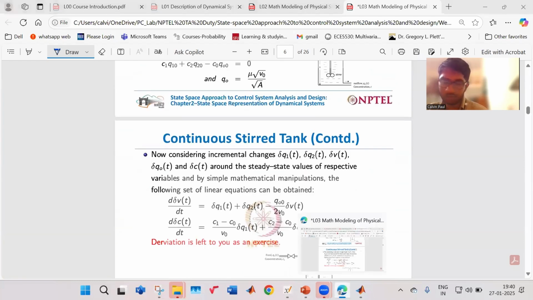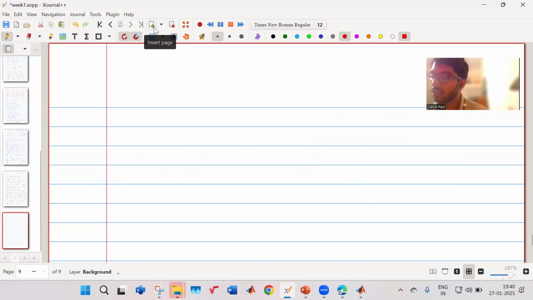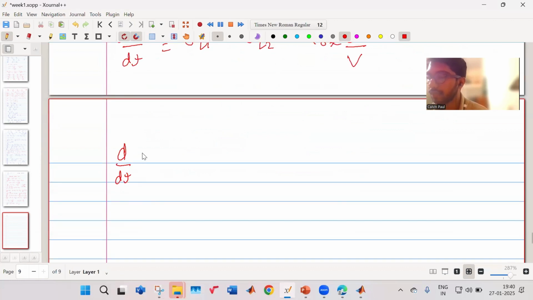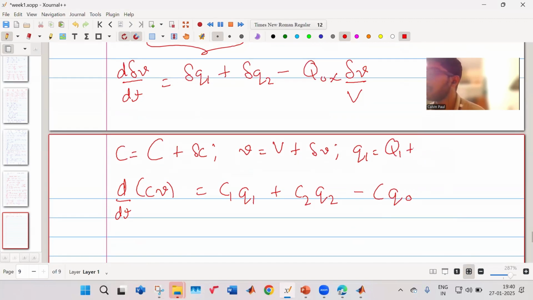Okay, right. So now we will do the next set of equations. What is the next set of equations? d of dt of CV equal to C1 Q1 plus C2 Q2 minus C into Q out. So here what do we do? C we represent by capital C, that is the steady state operating point or the steady state DC value, plus delta C. V again we represent by capital V plus delta V. Q1 we represent by capital Q1 plus delta Q1. And Q2 we represent by capital Q2 plus delta Q2.